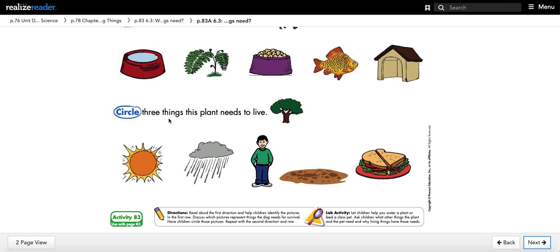Now let's look at the next one. It says, circle 3 things that this plant needs to live. What is this? A tree. Does a tree need sunlight? Yes. Does a tree need water? Yes. Does a tree need a person? No, good job. Does a tree need soil? Yes. Does a tree need a sandwich? No, good job.